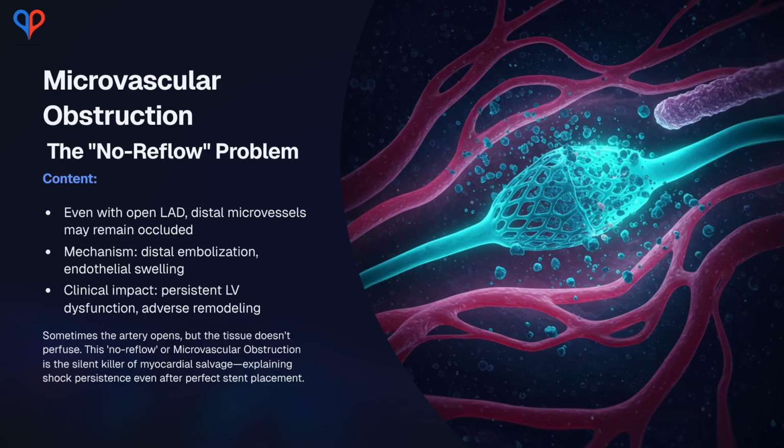Clinically, microvascular obstruction is strongly associated with poor myocardial salvage, adverse LV remodeling, persistent LV dysfunction, and long-term heart failure. It helps explain why some patients remain hypotensive, in shock, or with low ejection fraction, even after what appears to be a technically perfect PCI.